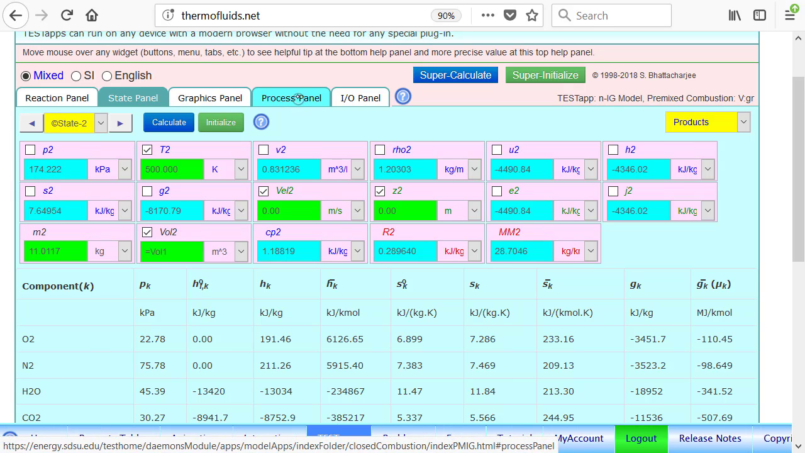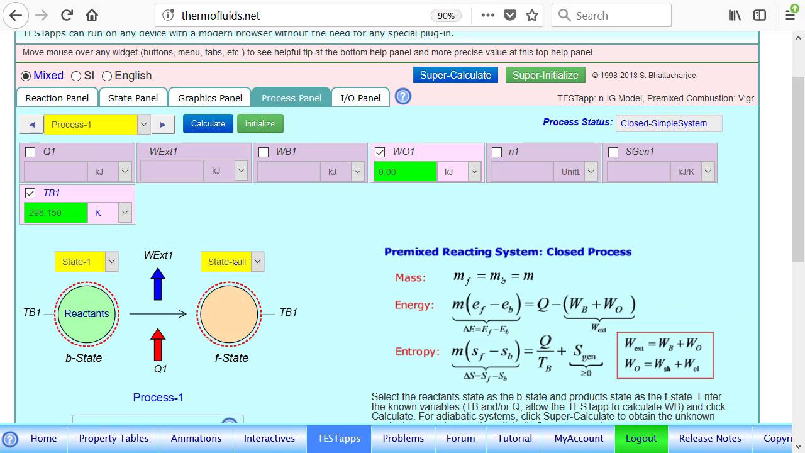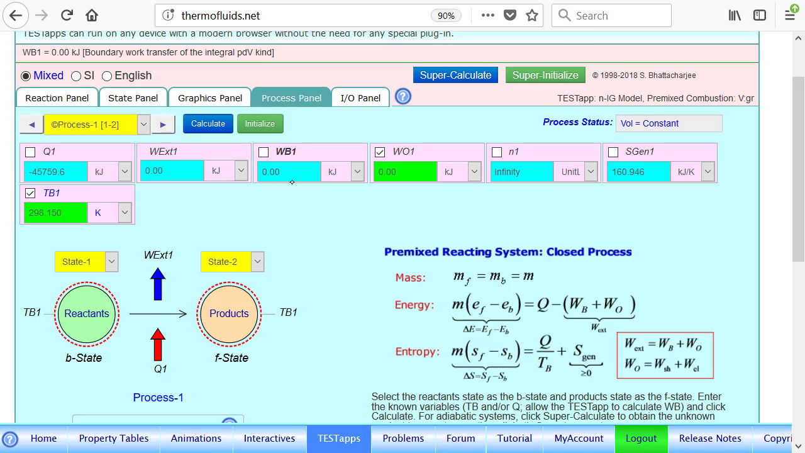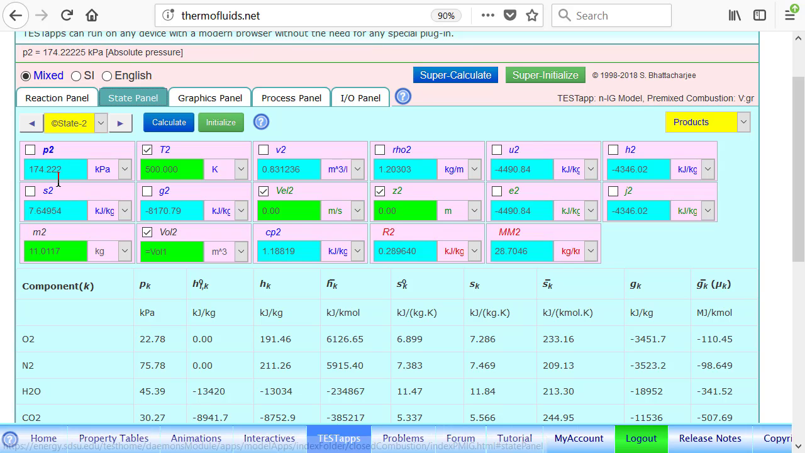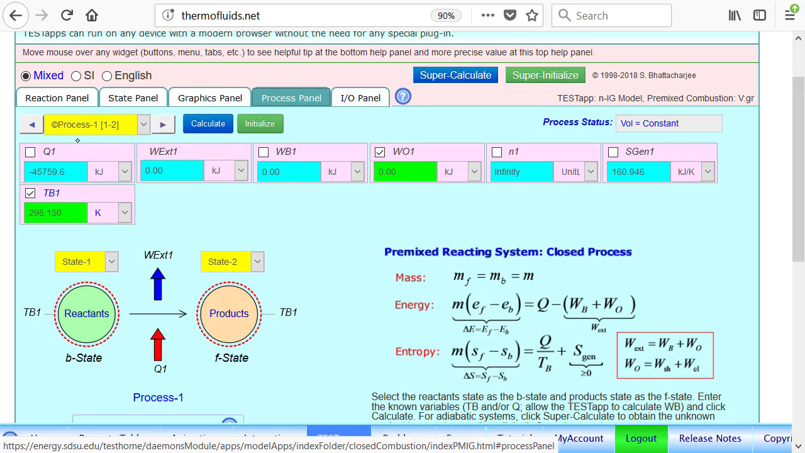To find the heat transfer, we go to the process panel, and load state 1 and state 2 as our beginning and final states. And that basically does it, because now we know there's no boundary work. The app can figure it out, but you could also enter 0 because volume remains constant. So we found the heat transfer to be quite high. You can see it's about 45.75 million joules. We have also found the final pressure in the state panel. As you can see, it's 174 kPa, and the heat transfer is in here.